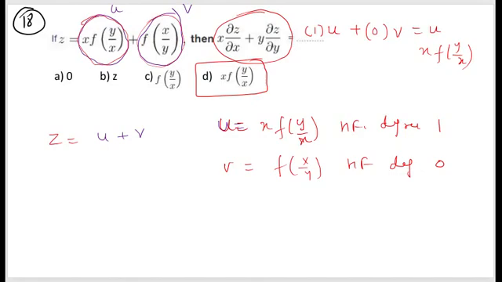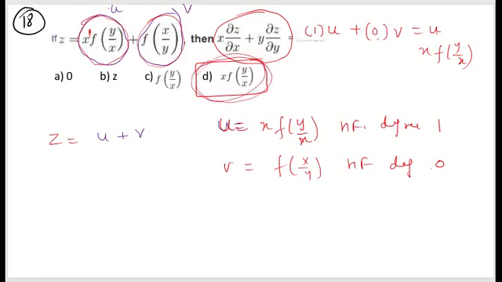I'll call this function u and this function v. Observe that u is of degree 1 because x is there outside, and here nothing is there, so it is 0. So the degree of u is 1 and the degree of v is 0. If you apply that formula, m times u plus n times v, m is 1 and n is 0, so we get only u. But the answer is nowhere in the u form, it is given in the question form. So you can say that u is actually x into f of y by x. So this becomes the answer, option D.